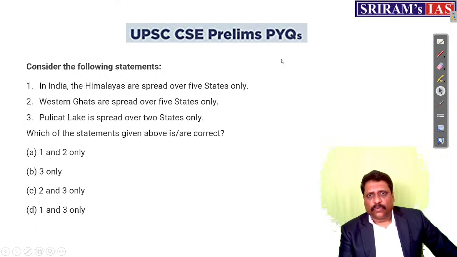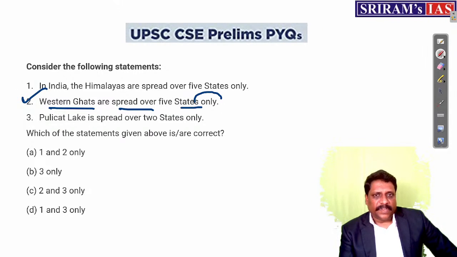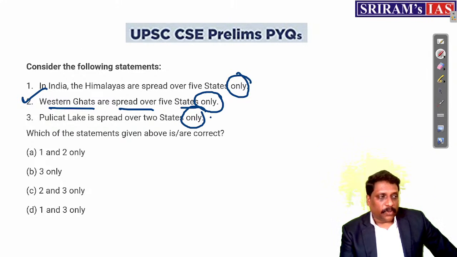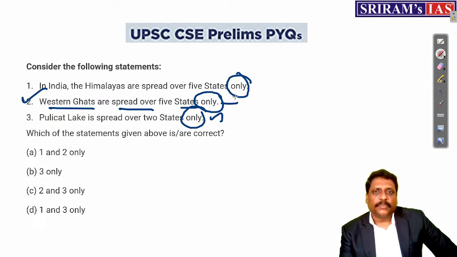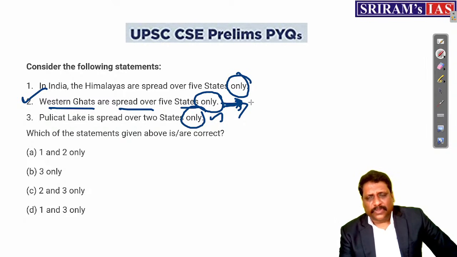Right. And of course, I was talking about this question which was asked in 2017. One simple statement they have asked: Western Ghats are spread over 5 states only. See, whenever this word only comes in, my dear friends, kindly take a look in your examination. And in 2017, they asked this question because, as I said, that was a time when a report on Western Ghats was published. That may be the primary reason why such a question was asked. Otherwise, also they can ask you.